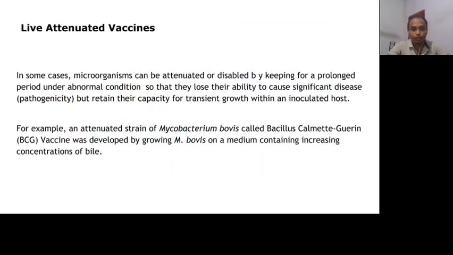So for live attenuated vaccines, in some cases microorganisms can be attenuated or disabled by keeping them for a prolonged period under abnormal conditions, so that they lose their ability to cause significant disease pathogenicity but retain their capacity for transient growth within any inoculated host. For example, an attenuated strain of Mycobacterium bovis called Bacillus Calmette-Guérin (BCG) vaccine was developed by growing M. bovis on a medium containing increasing concentrations of bile.